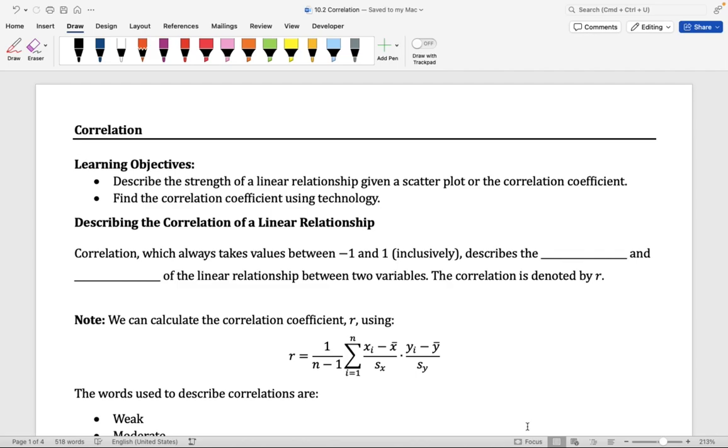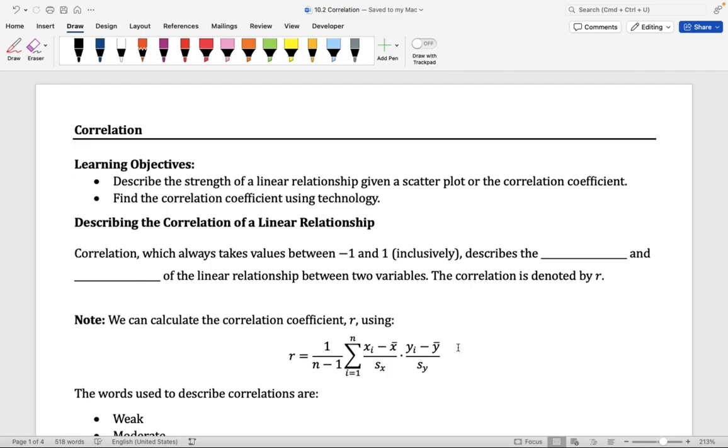Your first learning objective is going to be to describe the strength of a linear relationship given a scatter plot or the correlation coefficient. Your second and last goal of this lesson is to find the correlation coefficient using technology. There's going to be a correlation coefficient, there's going to be a value, and when you look at that value, you're going to be able to describe how strong or weak a linear relationship is between two variables.